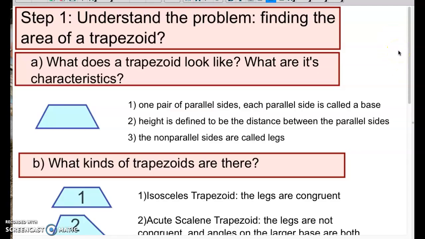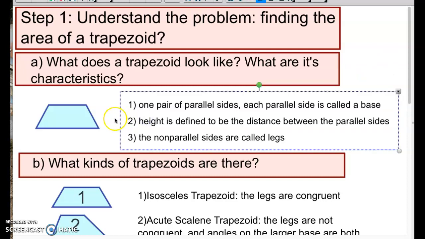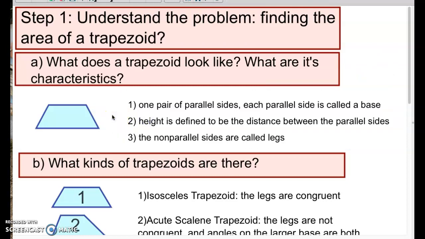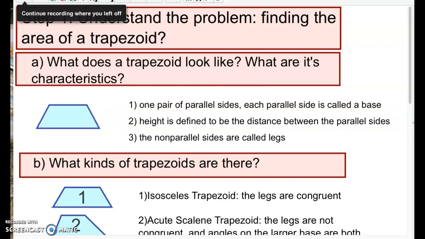Step 1 is to understand the problem. Again, our problem is to find the area of a trapezoid. So first we have to investigate some vocabulary. What is a trapezoid? What does it look like? What are its characteristics? Well, a basic isosceles trapezoid looks like the figure on the left.